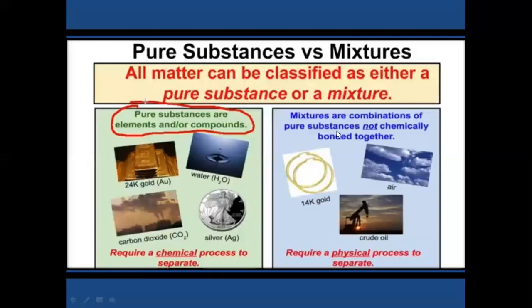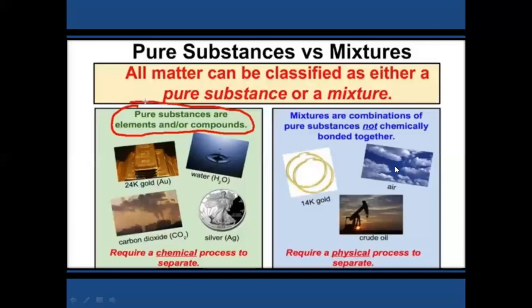Mixtures are combinations of pure substances not chemically bonded together. They only combine physically, not chemically. It means if they are combined physically, we can easily separate them by physical processes. For example, you can see we have gold. Gold is so soft we cannot make jewelry of it, so gold is always mixed with some copper. If you want to separate copper from gold, we can separate just by heating, by melting. By melting we can separate gold and copper from each other.